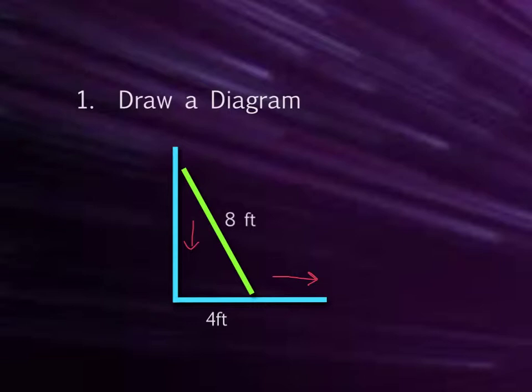The first step is to draw a diagram. This will help you visualize the problem and figure out what variable you are asked to solve for. This diagram shows the 8-foot-long ladder leaning against the wall, but as it is sliding down, it is now 4 feet away from the wall.